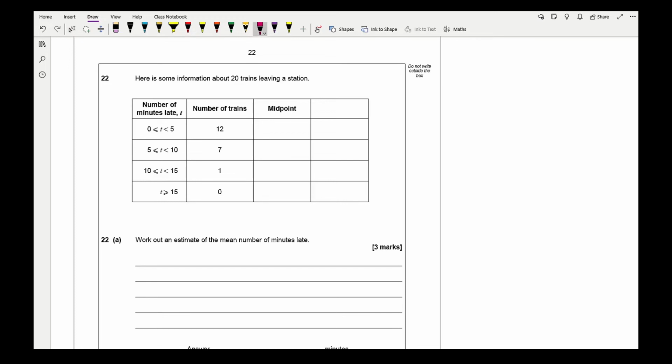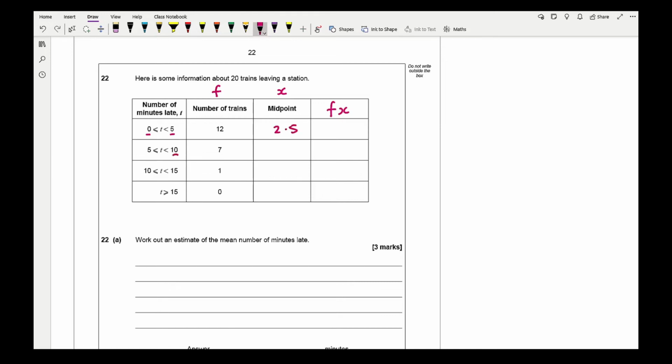So the first thing you want to do, now the key is giving you a midpoint. Working through this, this is going to be my x, this is my frequency, and I need to create an fx column. For the midpoint, I need to work out the middle number between the two bounds. If you're not too sure how to do this, simply add those two numbers together and divide by 2. So the first one is going to be 2.5.